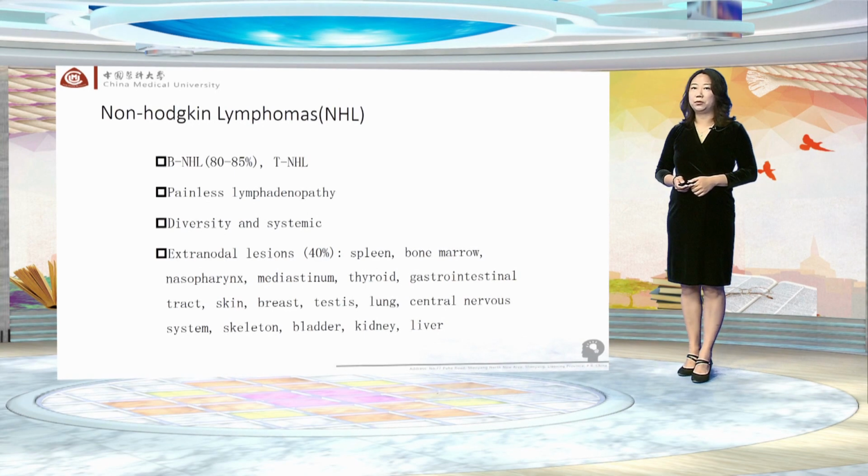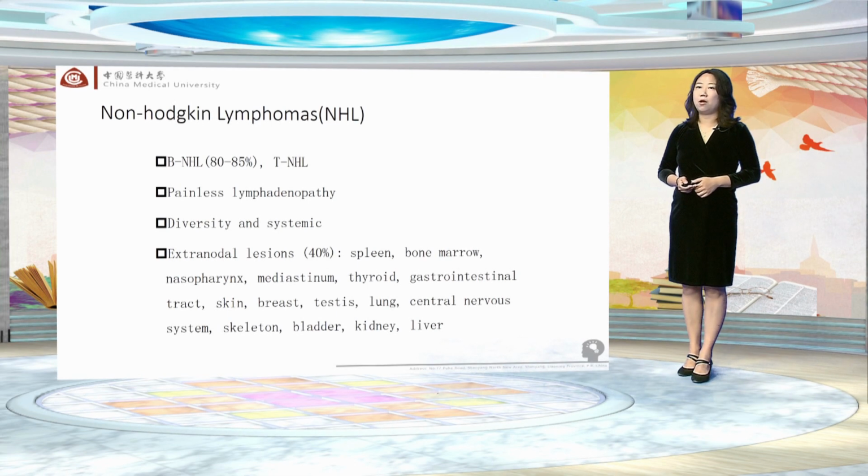Non-Hodgkin lymphoma includes B-cell non-Hodgkin lymphoma and T-cell non-Hodgkin lymphoma. B-cell non-Hodgkin lymphoma is more common than T-cell, about 80 to 85%. Patients with non-Hodgkin lymphoma could start with painless lymphadenopathy. Sometimes the clinical presentation is diverse and systemic.